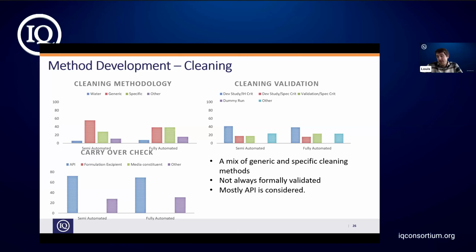Finally, we also asked if you then test the effectiveness of your cleaning method, what do you actually check for? And there you can clearly see the majority is really checking for API only. We asked, do you check API, formulation excipients, or media constituents? We see the majority checks API only. Then when we looked into the other answers, the majority there would test API plus media constituents, and only a very few responders, I think, also check for carryover of excipients. It might also be specific cases. We don't have those details, obviously.